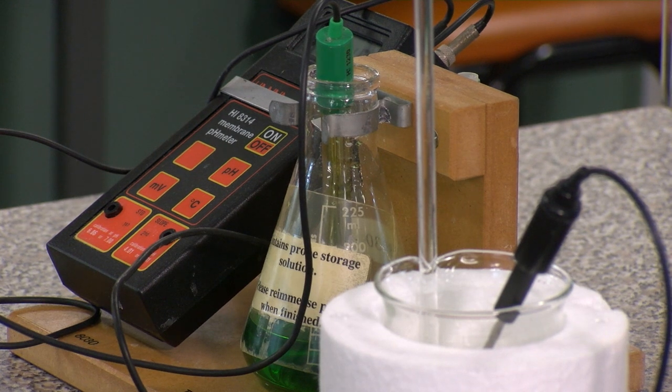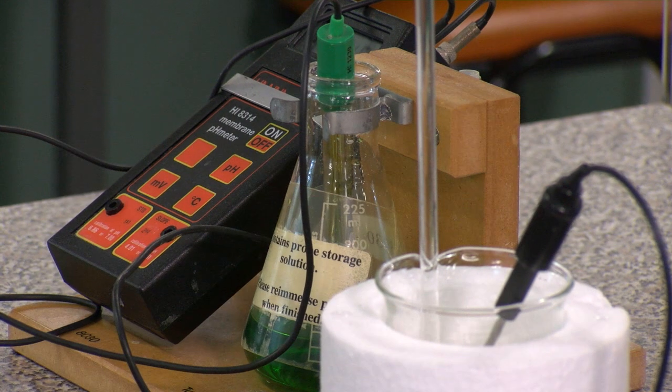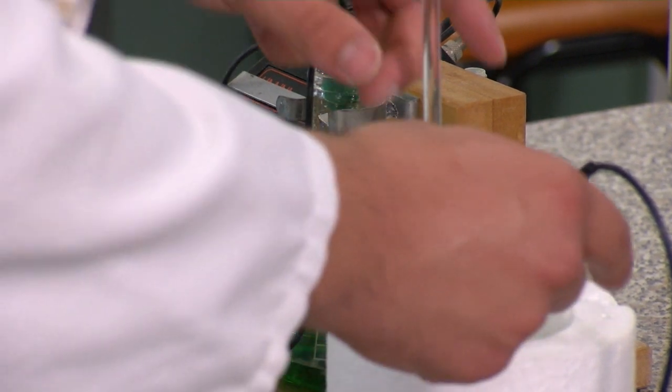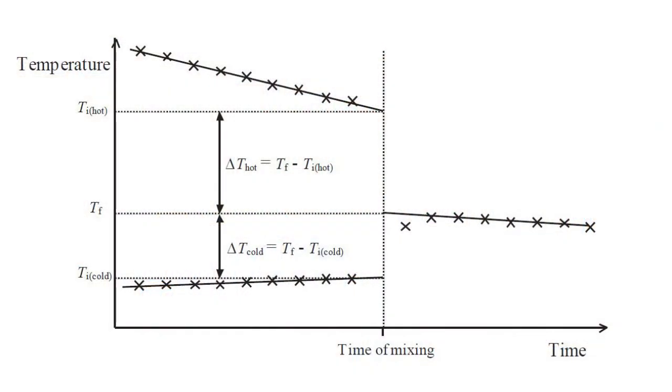Record the temperature at the time of mixing as quickly as possible. Record the temperature of the solution every minute for 10 minutes, stirring gently throughout. Fit straight lines to the changing temperatures of the cold water, hot water, and mixed solution. Extrapolate these straight lines to the time of mixing. You'll see an example of this in your lab manual.